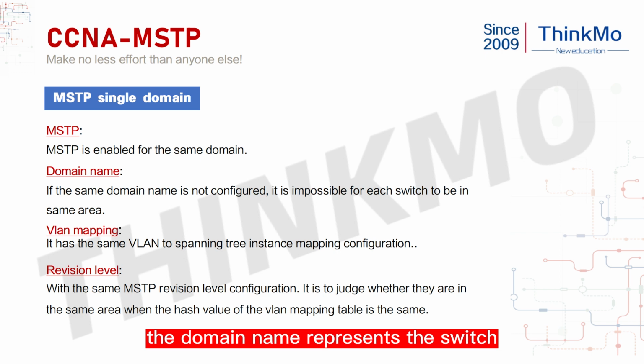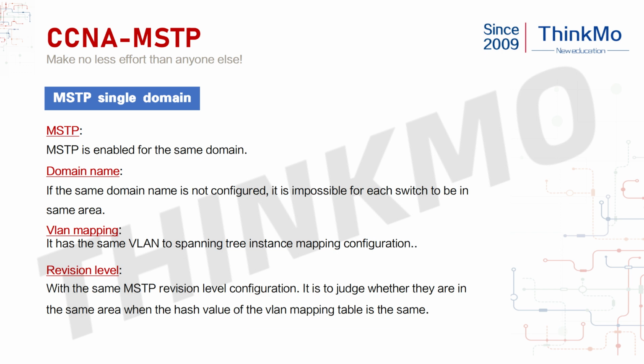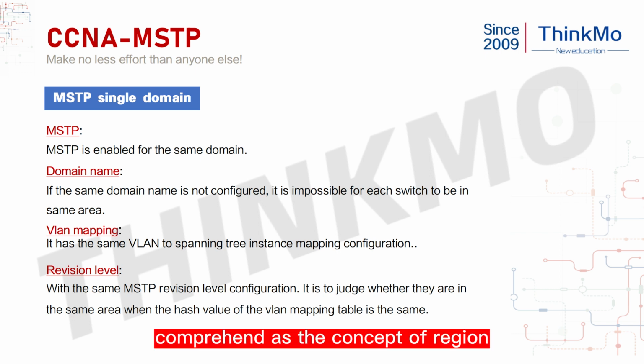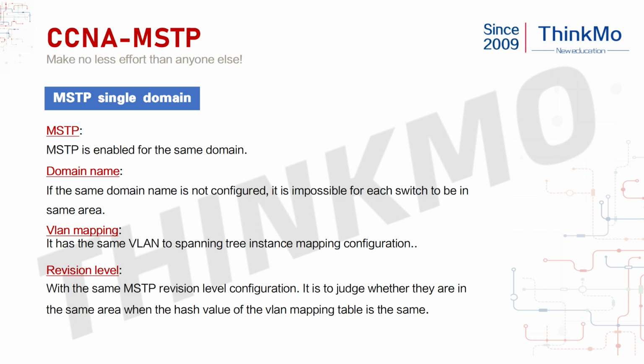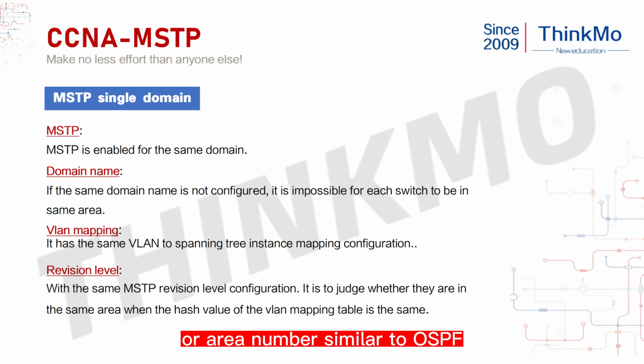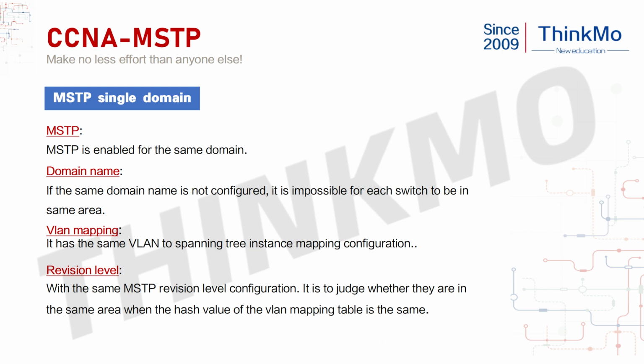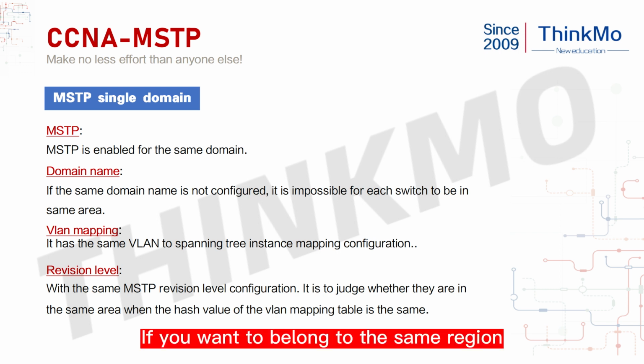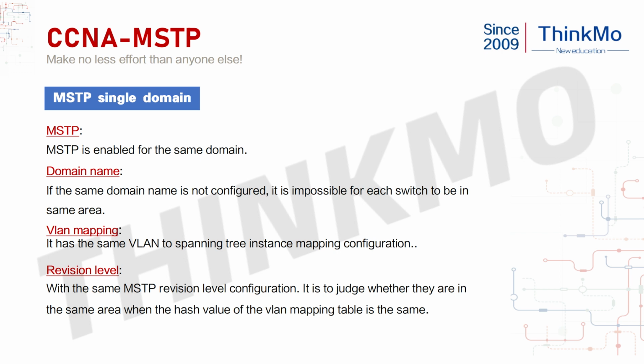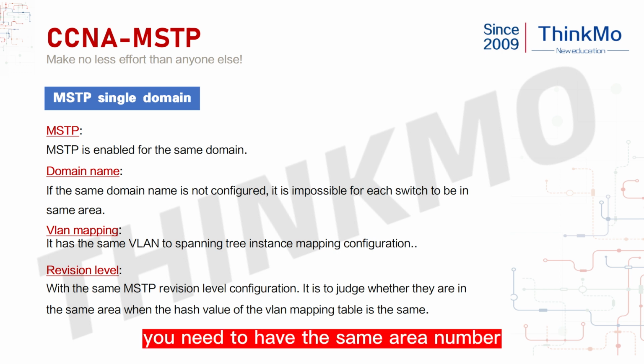The second aspect is to use the same domain name. The domain name represents which domain the switch is in. We can understand it as the concept of a region or area number, similar to OSPF, Cisco's VTP, or Huawei's GVRP. It involves domain names. It can be understood as the concept of an OSPF area. If you want to belong to the same region, you need to have the same area number.